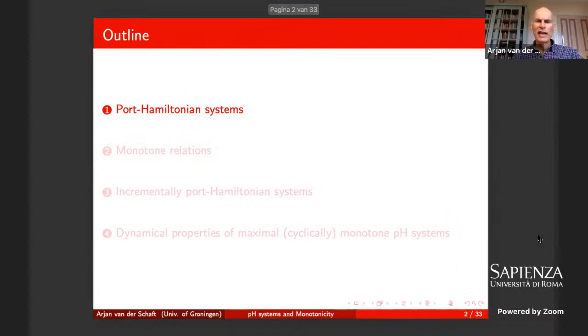And the aim is to discuss the connections between, on the one hand, forward Hamiltonian systems, which are basically stemming from physical system modeling, and on the other hand, monotone relations, which are stemming from convex analysis and optimization and other areas.